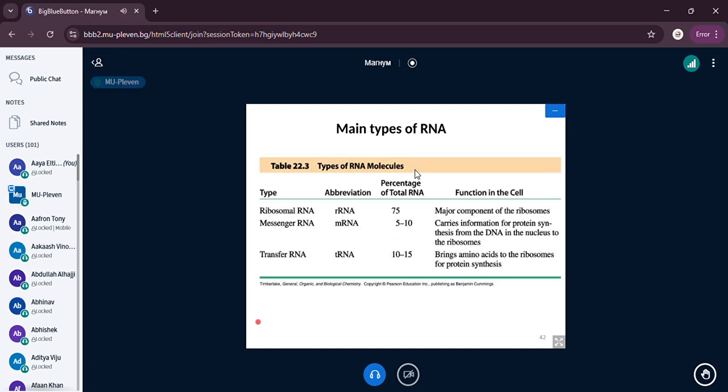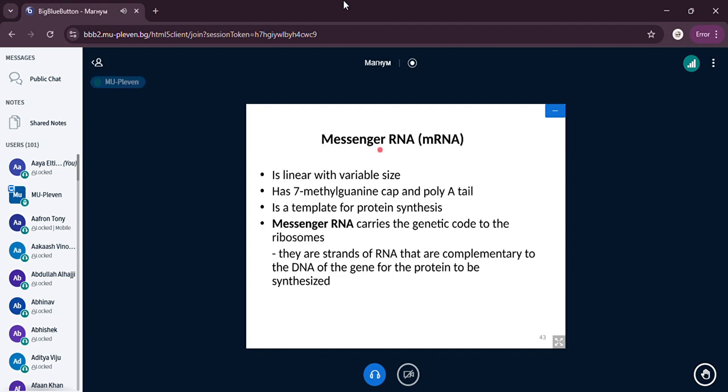example. And transfer RNA, they are between 10 and 15% in the cell from the whole mass of all RNAs. The messenger RNA is linear and its size is variable. I think you can guess why, I already said it. And in the mature stage, when it is able to participate in the process of translation, it has a 7-methylguanine cap and poly A tail.